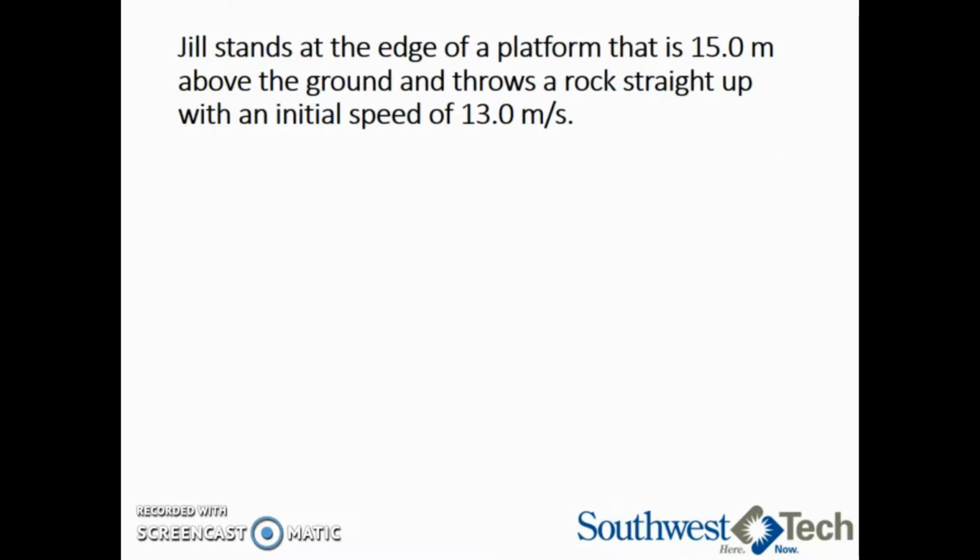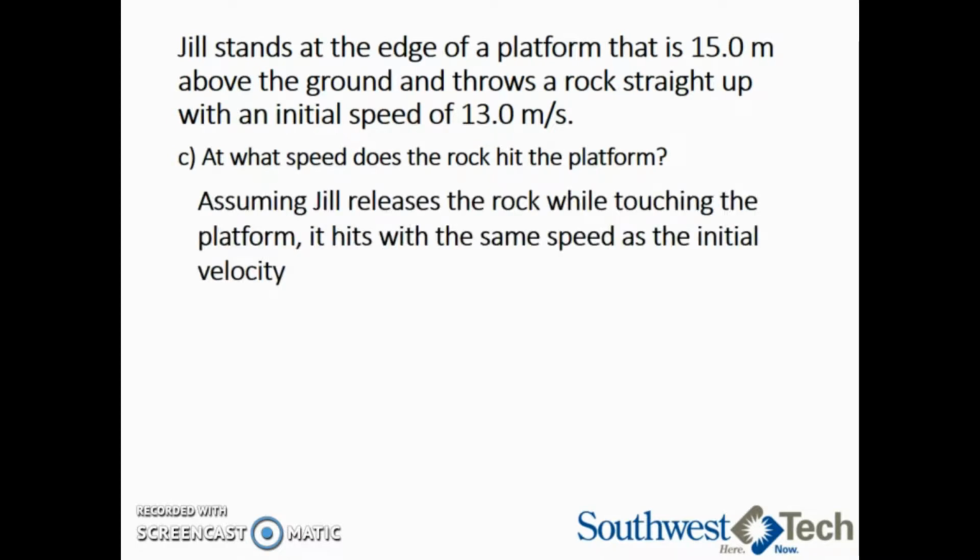Now that we know how high the rock travels, we can find at what speed the rock hits the platform. If we assume that Jill releases the rock while touching the platform, it will hit the platform with the same speed as it is thrown at. This means the speed it hits the platform at is 13 meters per second. This makes sense because the only force acting on the rock is the acceleration due to gravity, and since this force is constant, the initial speed will be the same as the speed the rock hits the platform at.